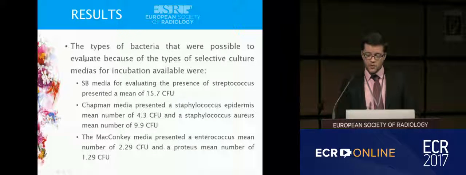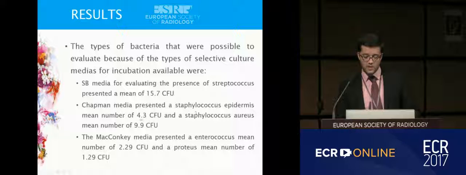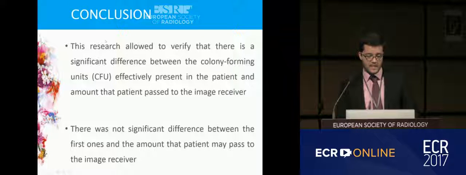The types of bacteria that were possible to evaluate because of the selective media available were: the SB media for evaluating the presence of Streptococcus, where we accounted 15.7 CFU; the Chapman media, where we accounted 4.3 CFU for Staphylococcus epidermidis and 9.9 CFU for Staphylococcus aureus; and the McConkey media, which presented an Enterococcus mean number of 2.29 and a Proteus mean number of 1.29 CFU.